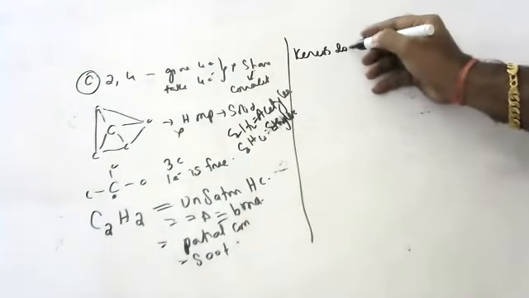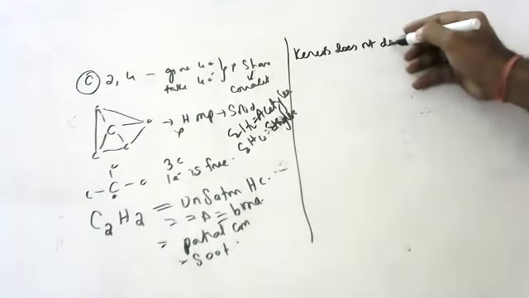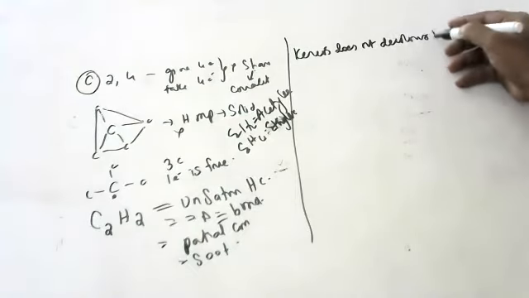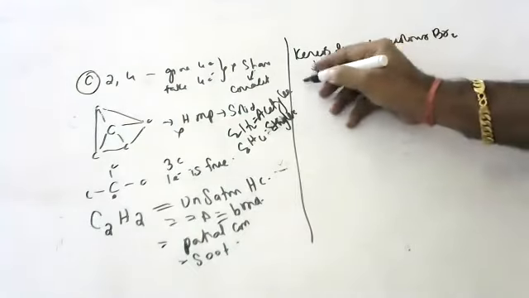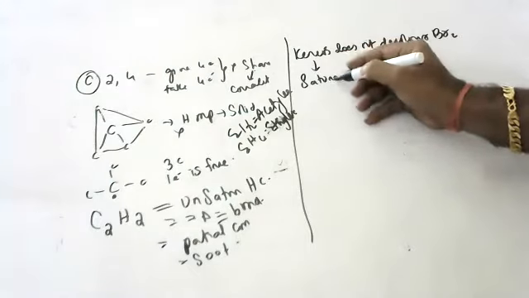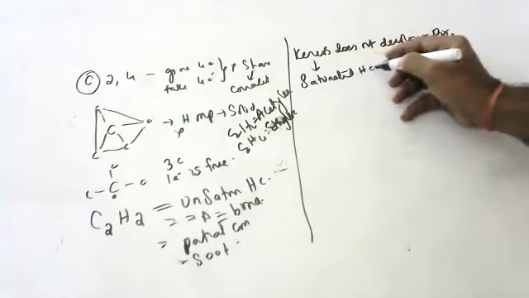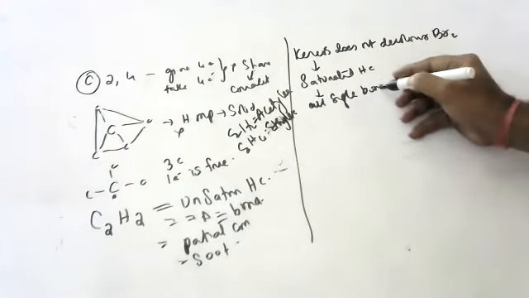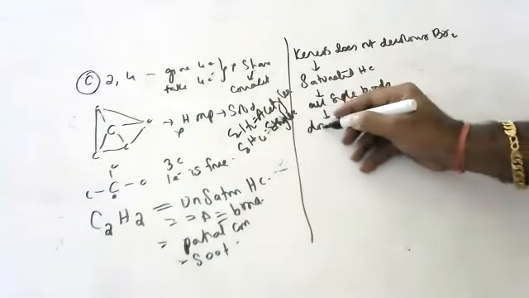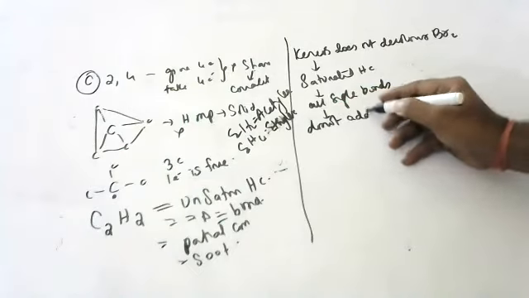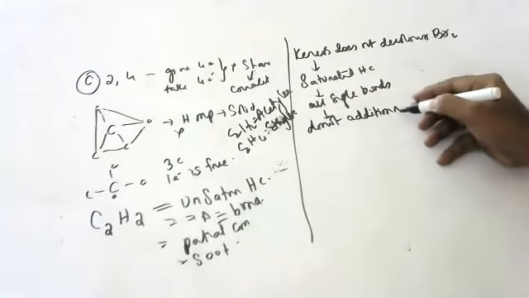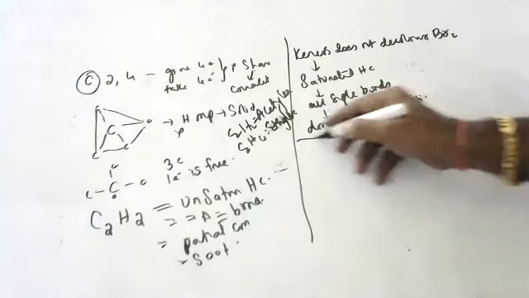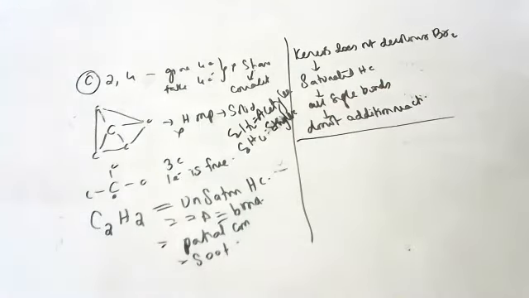Kerosene does not decolorize bromine water. Indirectly, what is it saying? Kerosene is saturated. Kerosene is a saturated hydrocarbon. It has all single bonds. When it has all single bonds, it does not undergo addition reactions. Like that, you should analyze, children, and you have to write all the points related to them.